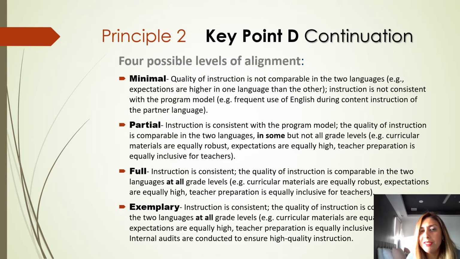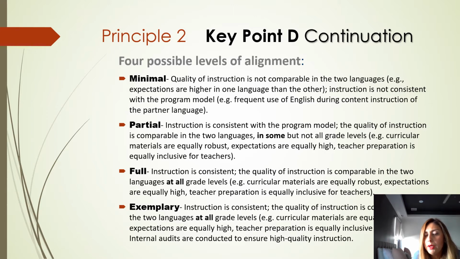Continuing with Key Point D of Principle 2, let's look at the 4 levels of alignment. If it's at the minimal level, it means that the quality of instruction is not comparable in the 2 languages. For example, the expectations are higher in one language than the other. Also, instruction is not consistent with the program model. There's more frequent use of English during the content instruction of the partner language.